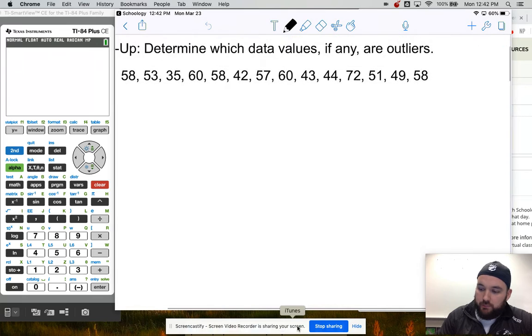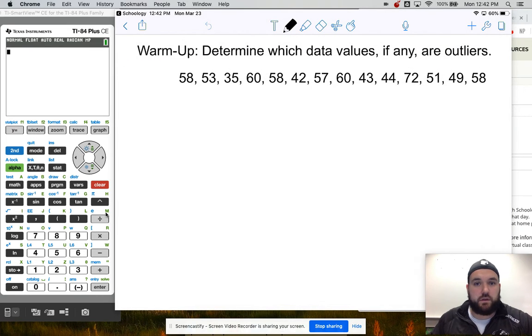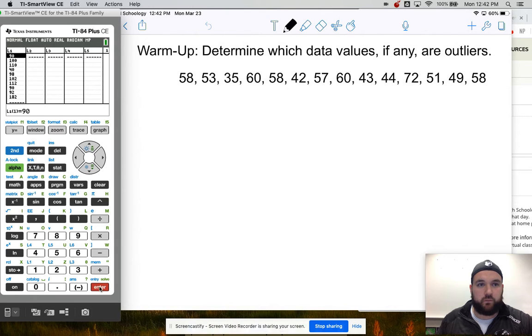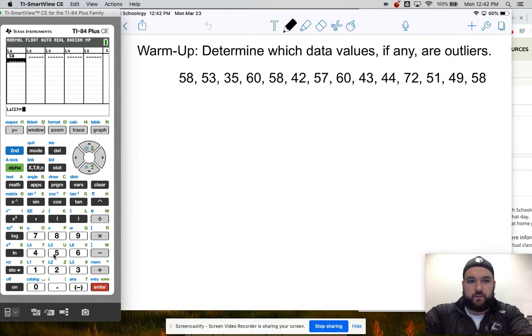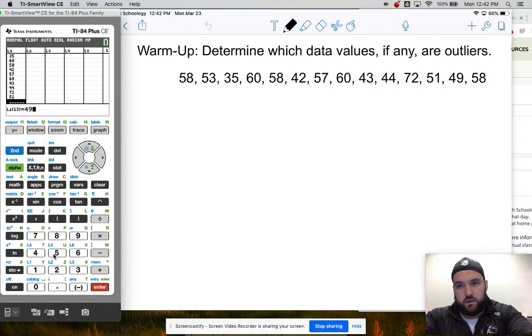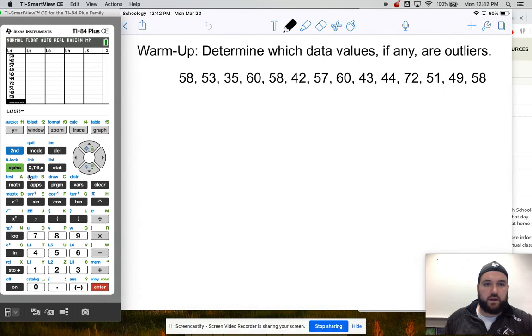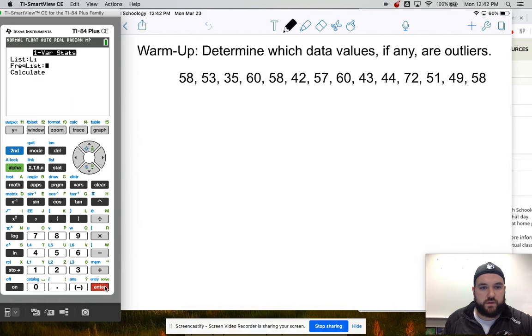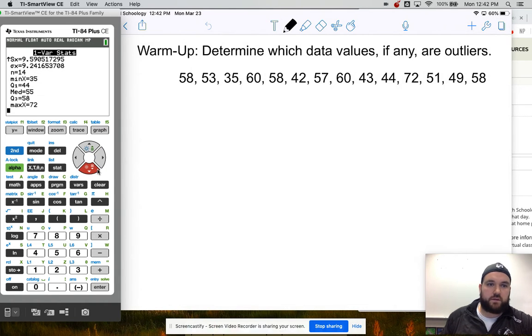So before we do that, we're going to figure out if there are any outliers in this data set, which was the topic of the previous video. So I'm going to put in this data: 53, 58, 52, 57, 60, 43, 44, 72, 51, 49, and 58. Then to find outliers, I need the 5-number summary, which is StatCalc, one of our stats.